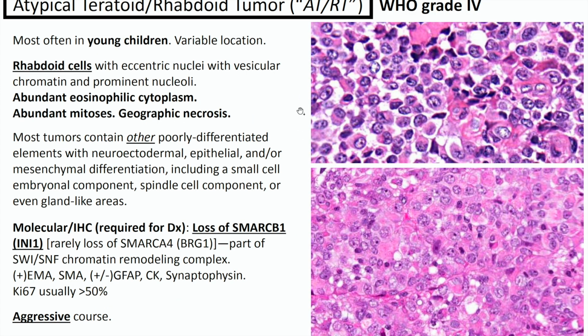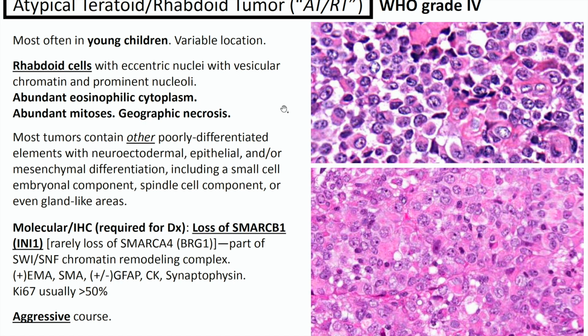All right, moving on. ATRT, or atypical teratoid rhabdoid tumor. This is WHO grade 4, most often in young children with variable location. You're going to have rhabdoid cells with eccentric nuclei with vesicular chromatin and prominent nucleoli, abundant eosinophilic cytoplasm, abundant mitoses, geographic necrosis, and most tumors contain other poorly differentiated elements with neuroectodermal, epithelial, and/or mesenchymal differentiation, including a small cell embryonal component, spindle cell component, or even gland-like areas.